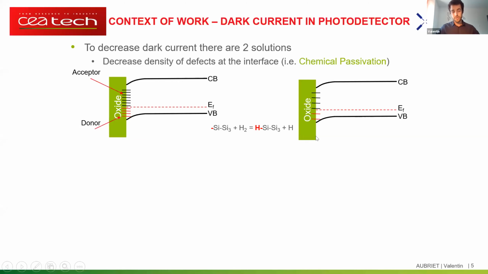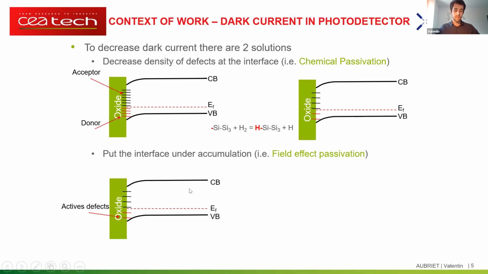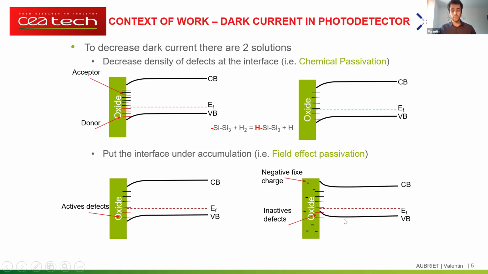Another way to decrease dark currents is to put the interface under accumulation, because the main active defects are close to the valence band. By putting the interface under accumulation, we can neutralize these defects. For a P-type semiconductor, we will use a negative charge within the oxide in order to put the interface under accumulation. So to decrease dark currents, we now need tools to be able to characterize the interface.